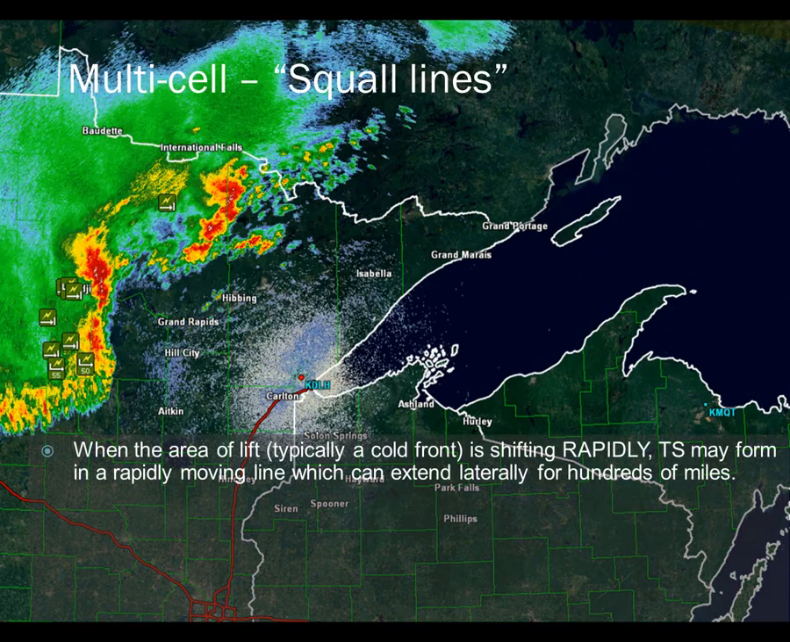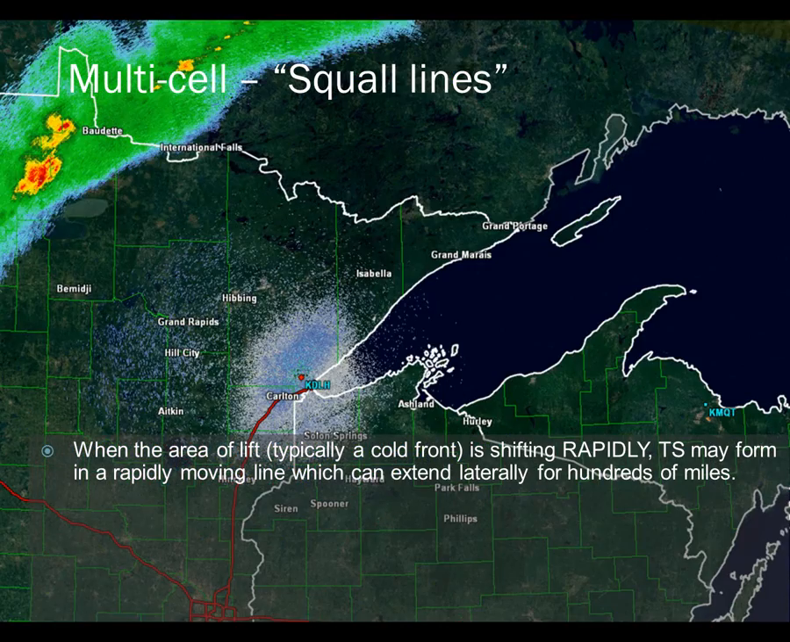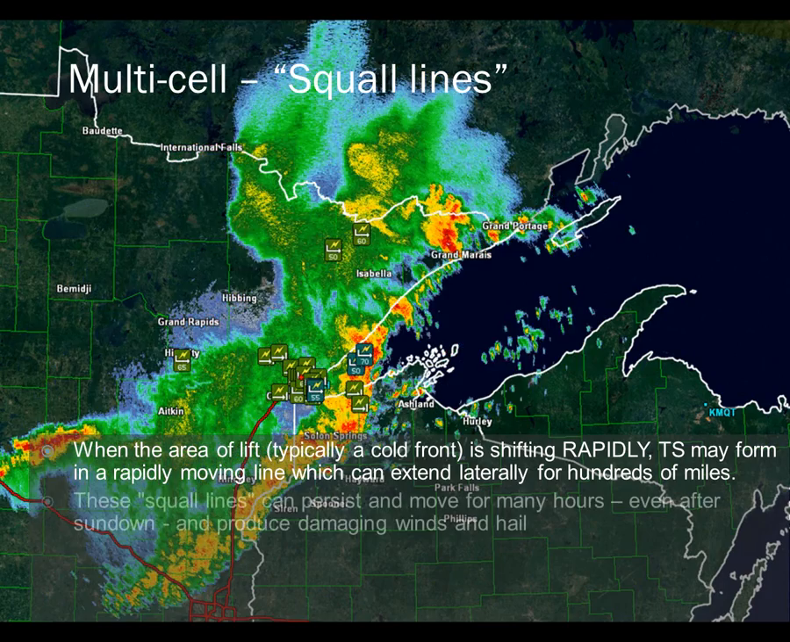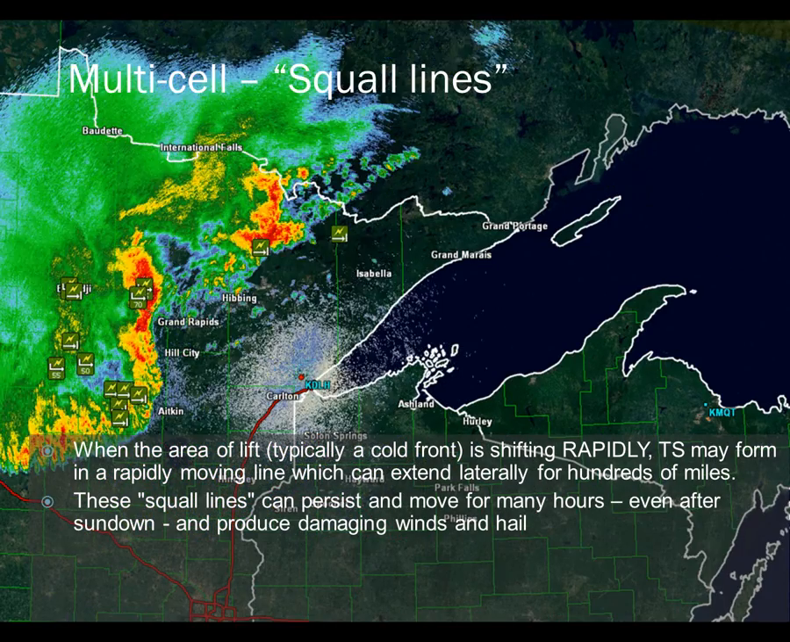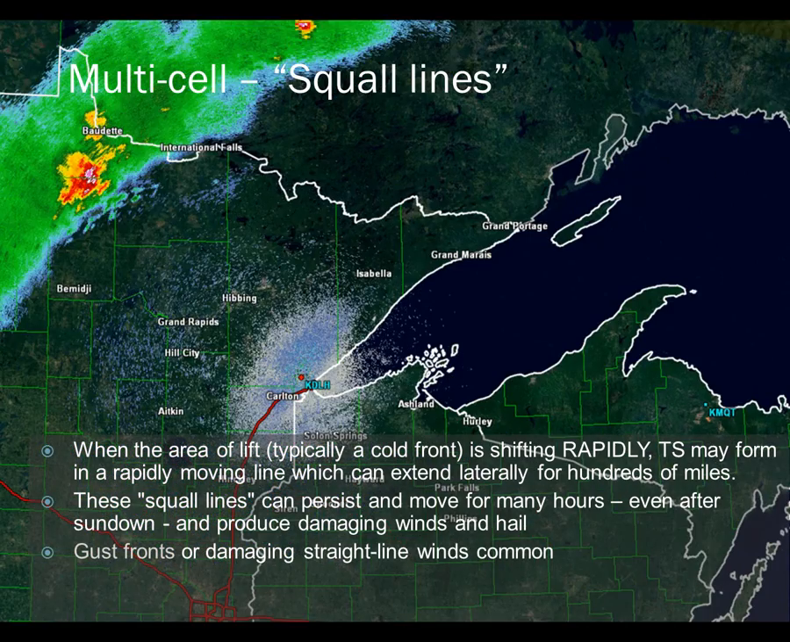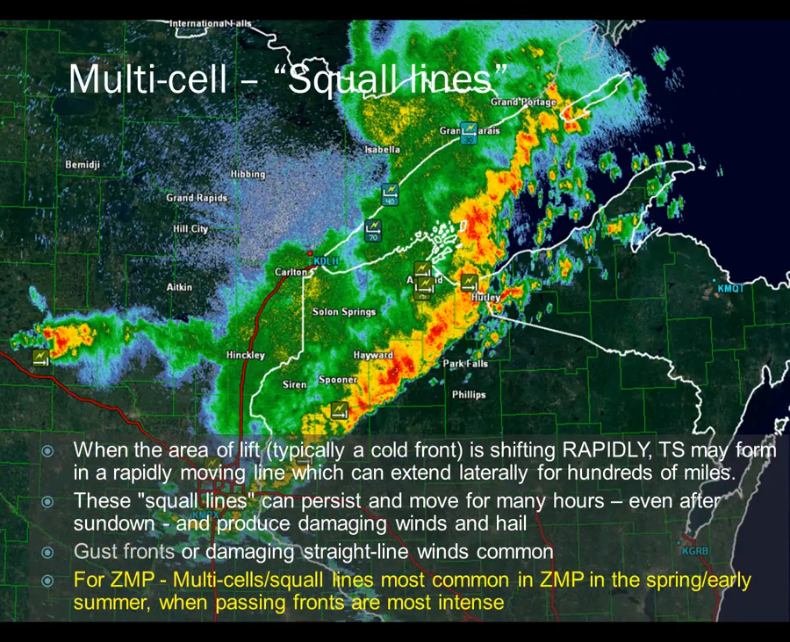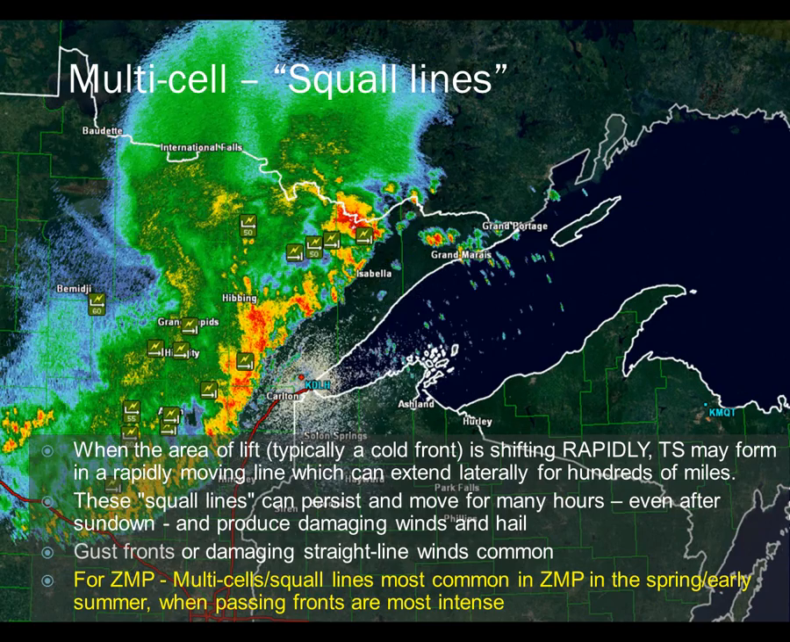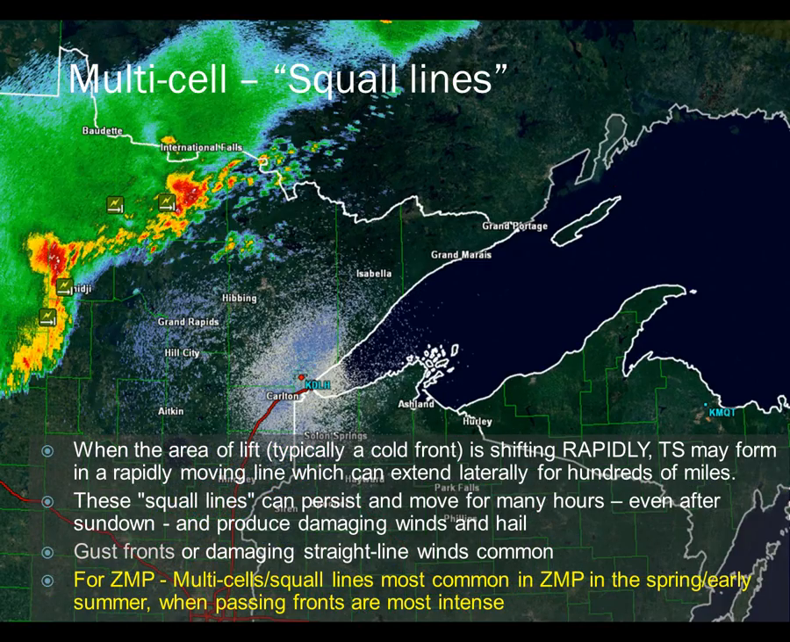On the other hand, when you've got the area of lift shifting very rapidly, like a cold front, thunderstorms may form in a rapidly moving line which can extend laterally for hundreds of miles. These squall lines can persist and move for many hours, even after sundown, and produce damaging winds and hail. Gust fronts, or damaging straight-line winds, are common with these types of storms. And here in Minneapolis, multi-cell squall lines are most common in the spring or early summer, when passing fronts are most intense.